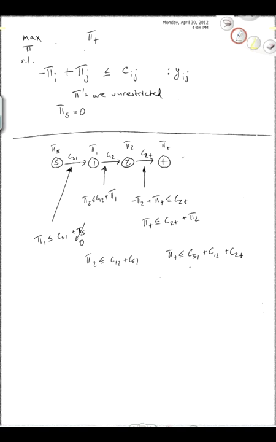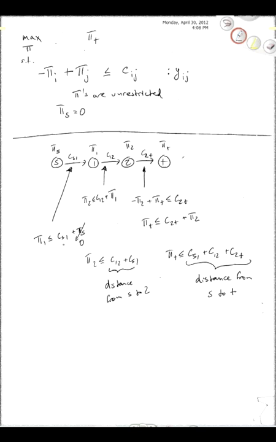And now the key here is to realize that this sum right here is the distance from S to T. And this sum right here, that was as big as we could make pi 2, this is the distance from S to 2. And similarly, that's the distance from S to 1. And so that's giving us an interpretation of what these pi values mean.